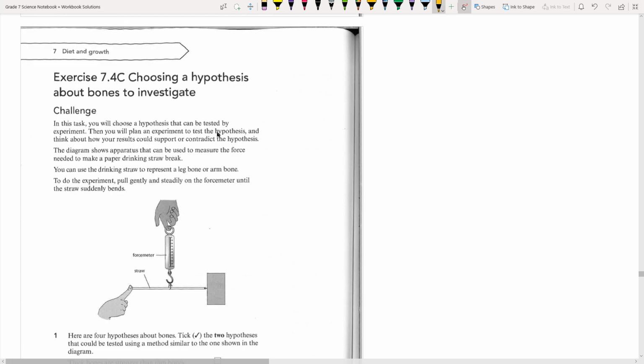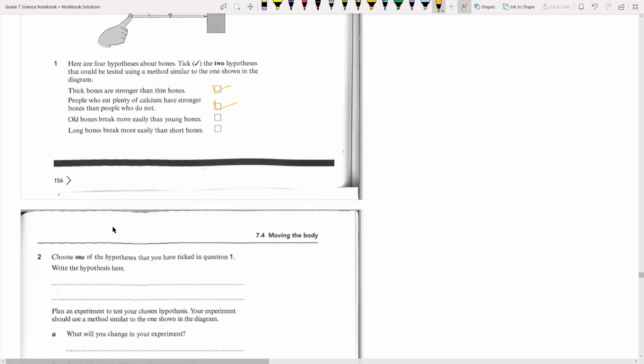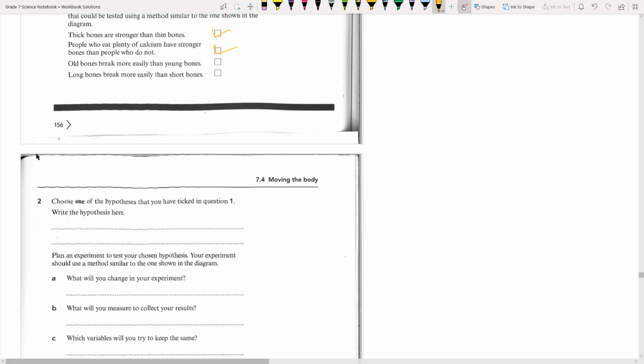Okay, choosing the hypothesis about the bones, right? This is now about this. Thick bones are stronger than thin bones. That is correct. That is generally the idea. People who eat plenty of calcium have stronger bones than people who do not. That is also correct. Old bones break more easily than young bones. Not necessarily. Long bones break more easily than short bones. That is again not necessarily the case, because a short bone may be thicker, a longer bone may be thin. That may break easily. Again, it doesn't mean the bones don't age. So being old doesn't mean that your bones are weak. It only depends on how much you did in your youth.